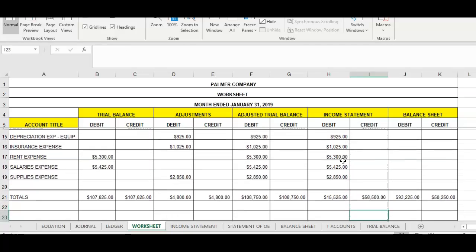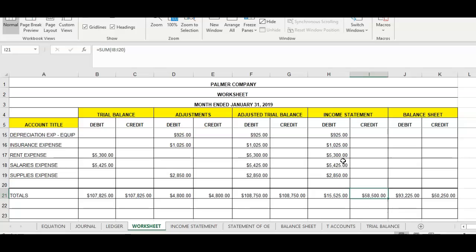So notice that now for my totals, the income statement section is not in balance and the balance sheet section is not in balance. So what has to be done to complete my worksheet and make it balanced? That's a good question. Stay tuned for part 3 of our worksheet.